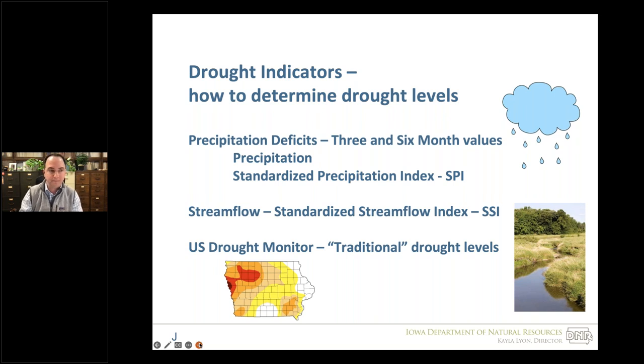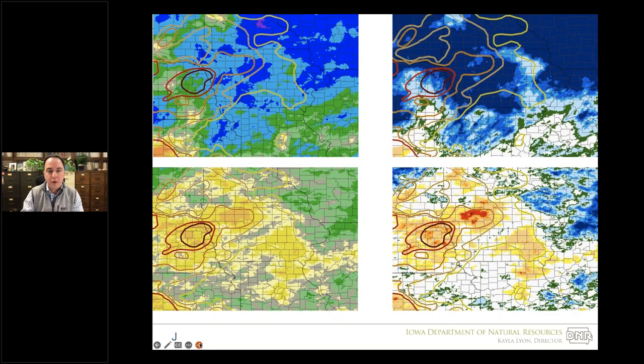Next slide, please. So on the left-hand side here are the percent of normal precipitation for the state. These are updated as of yesterday with the drought map overlaid on top of it. The top depiction on either side is the 30-day percent of normal precipitation. On the left, top right, is the standardized precipitation index for 30 days. On the bottom there is the six to nine month SPI on the bottom right, and then the percent of normal precipitation on the bottom left.